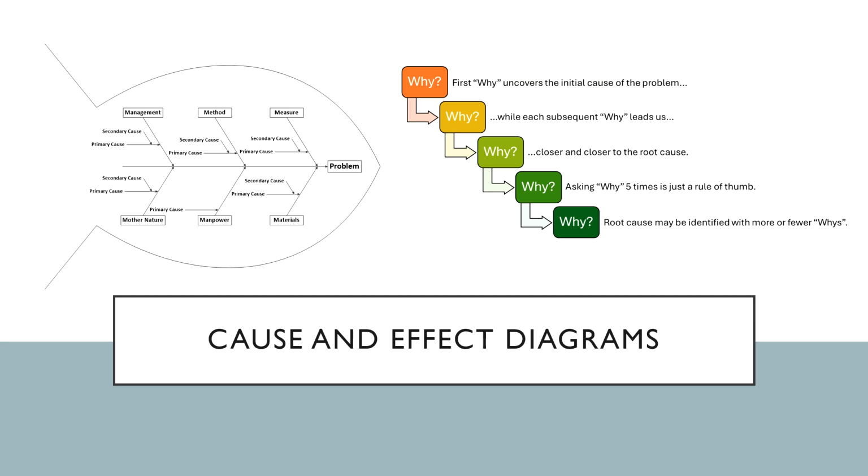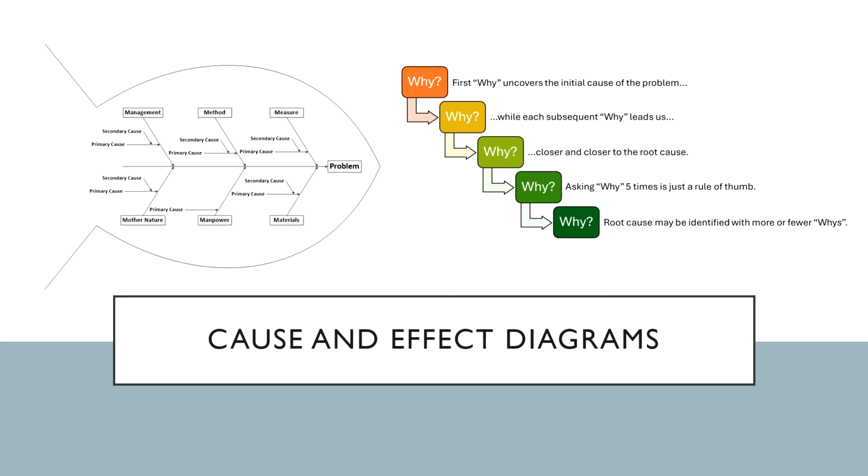Here are the two most popular cause and effect tools, the fishbone diagram and the 5 whys diagram. The fishbone diagram is filled in during brainstorming sessions, when the team reviews all their data and comes up with ideas for potential root causes. Then, they plot them on the chart under 6 categories: management, method, measure, materials, manpower, and Mother Nature.